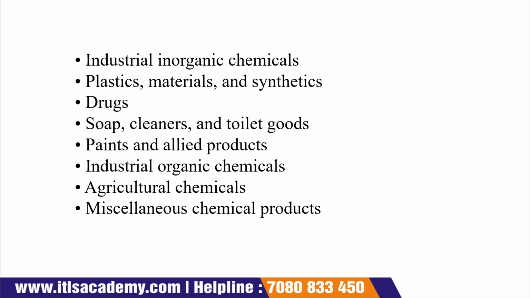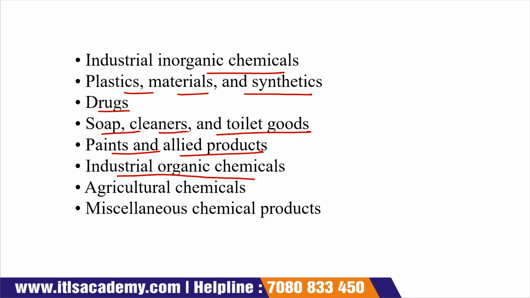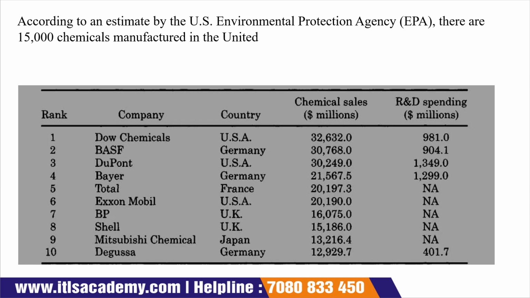Now here this is the SIC industrial code, that is your industrial inorganic chemicals, plastics, materials and synthetics, drugs, soap, cleaners and toilet goods, paint and allied products, industrial organic chemicals, agricultural chemicals and miscellaneous chemical products. Now the next is, according to an estimate by the U.S.